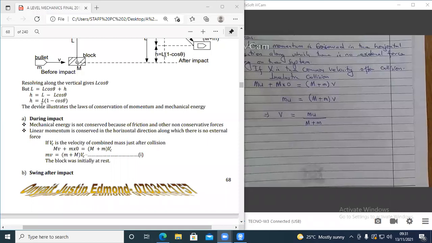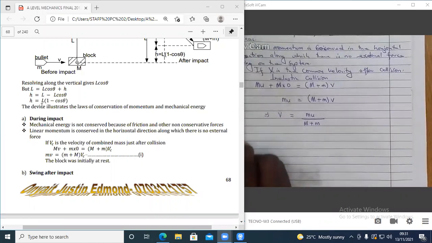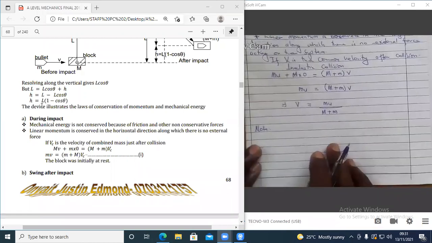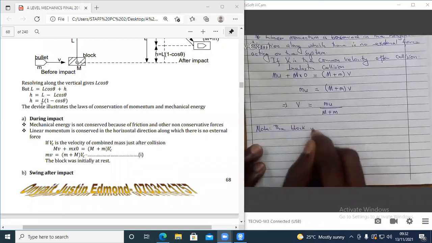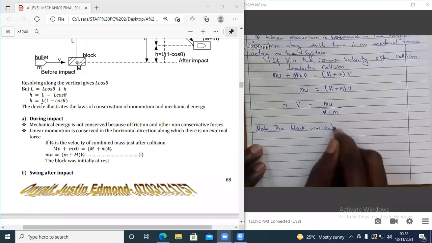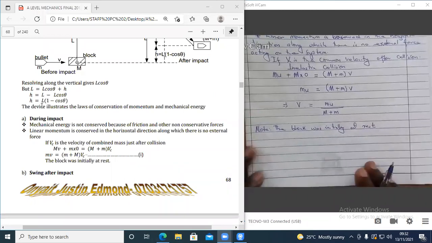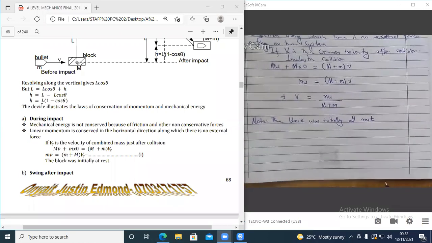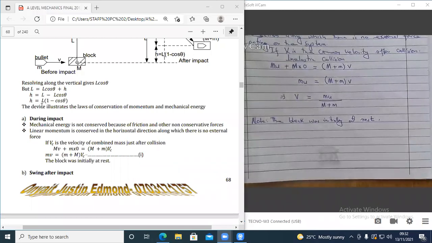Remember, the block was initially at rest. So that is it, members.